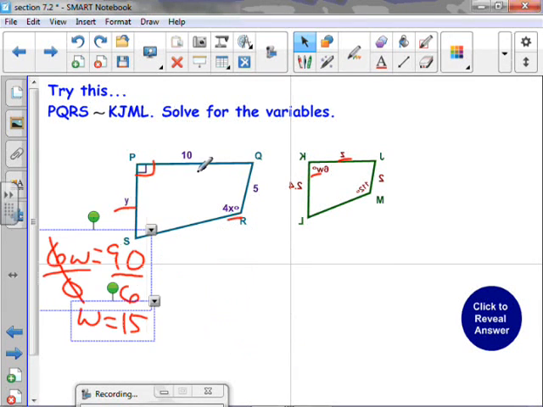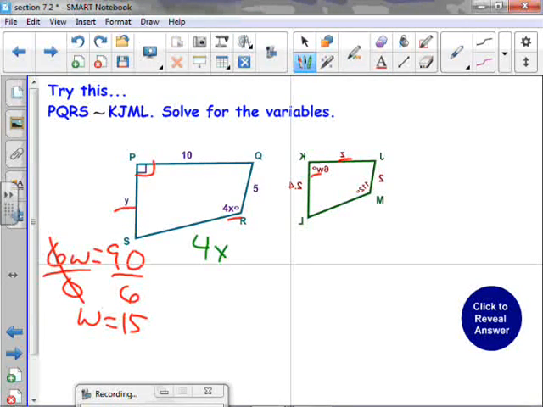Okay, great. Now let's do the next. W is crossed off. Let's see if there are any other angles. Sure. 4x corresponds to 112, and so I know they must be equal. Divide by 4. Divide by 4. I've got x equals 28. Excellent. That was easy.